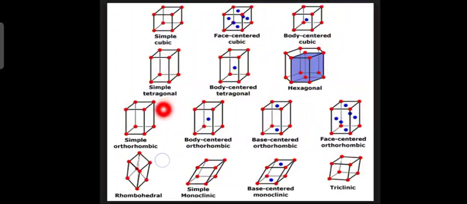Okay, simple tetragonal. This is only at the 8 corners, you can see here. Body centered, 8 corners plus one at the center of the body. Hexagonal. This is the hexagonal structure. Then this is simple orthorhombic. Okay, this is body centered orthorhombic, base centered orthorhombic, face centered orthorhombic. Okay, this is rhombohedral, simple monoclinic, base centered monoclinic and triclinic.